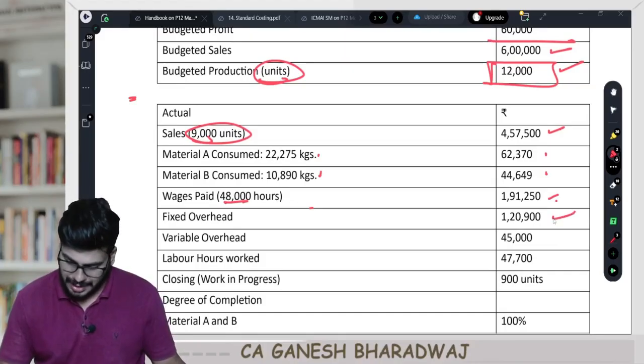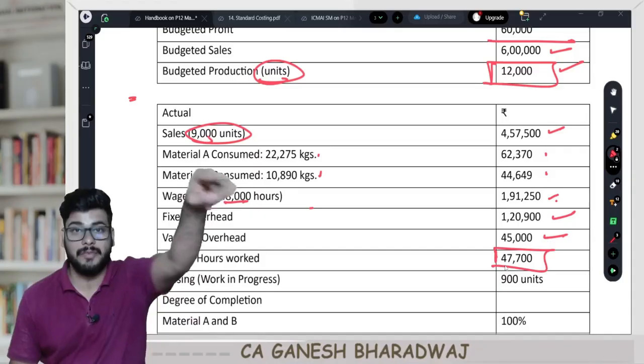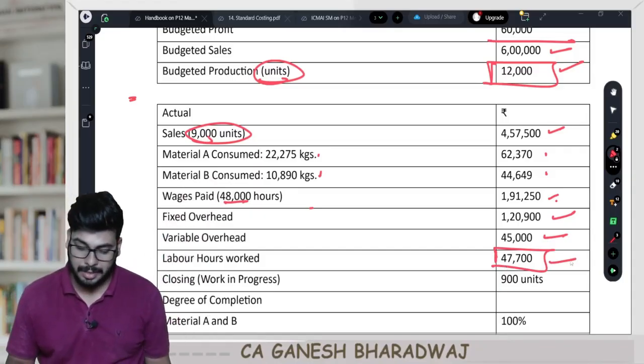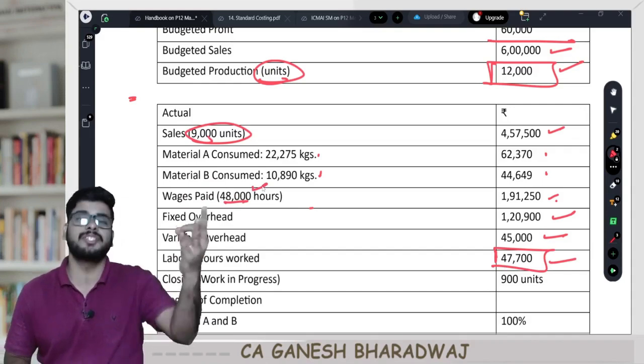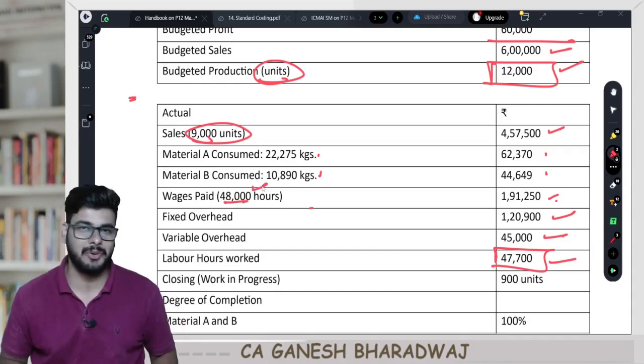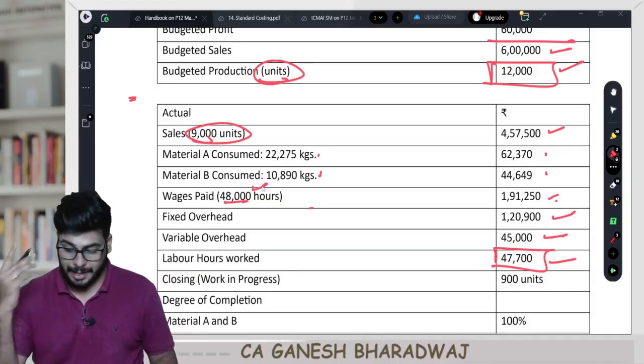The fixed overheads actually incurred is given. Variable overhead actually incurred is given. Labor hours worked. Now be very careful. Labor hours worked is 47,700. Right, the labor hours paid is how much? 48,000. The difference of 300 is nothing but your idle time. Are you clear with this? Abnormal idle time. Basically, this is what gets captured under the idle time variance, which we have seen.